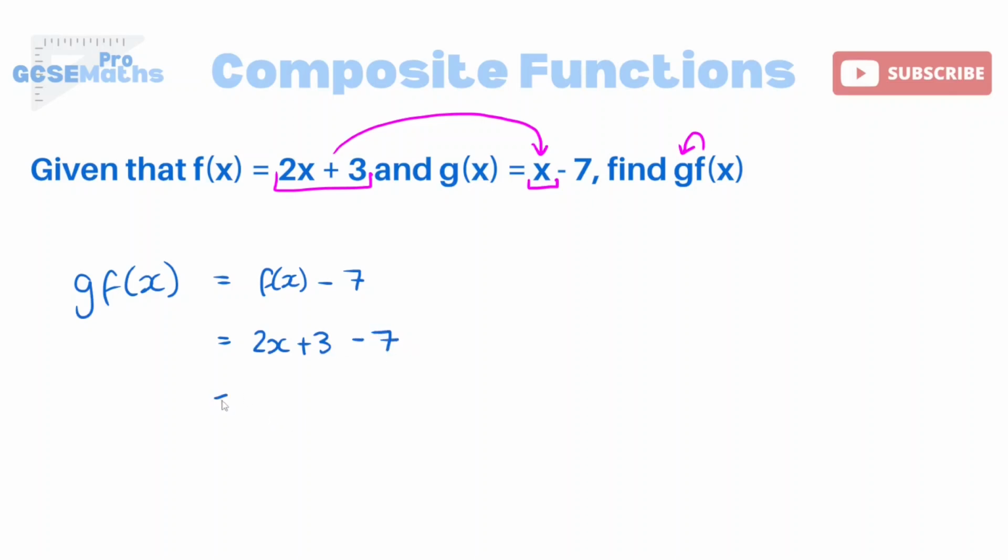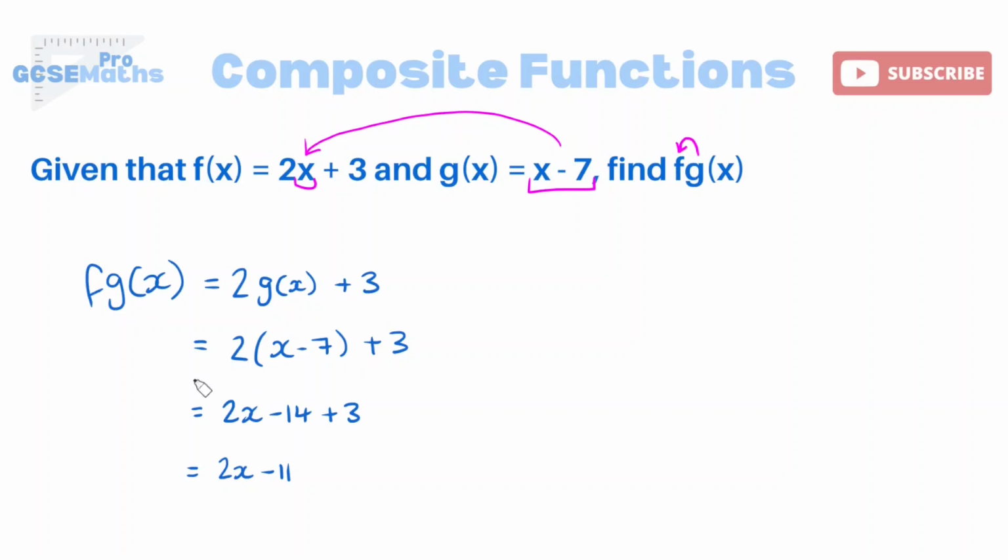So now I can just simplify. So 3 minus 7 is minus 4, so 2x minus 4. So g of f of x is 2x minus 4. And if I go back again, f of g of x is 2x minus 11.